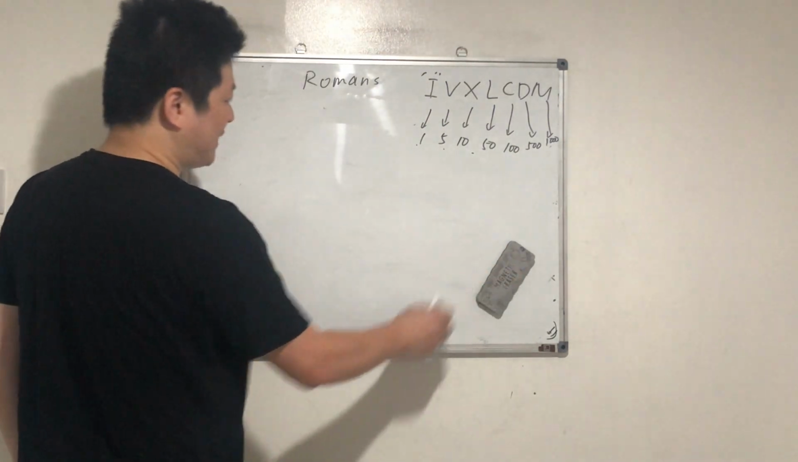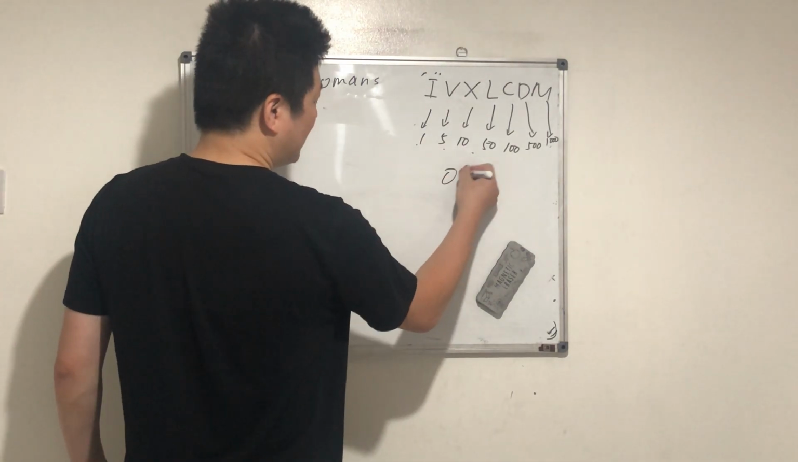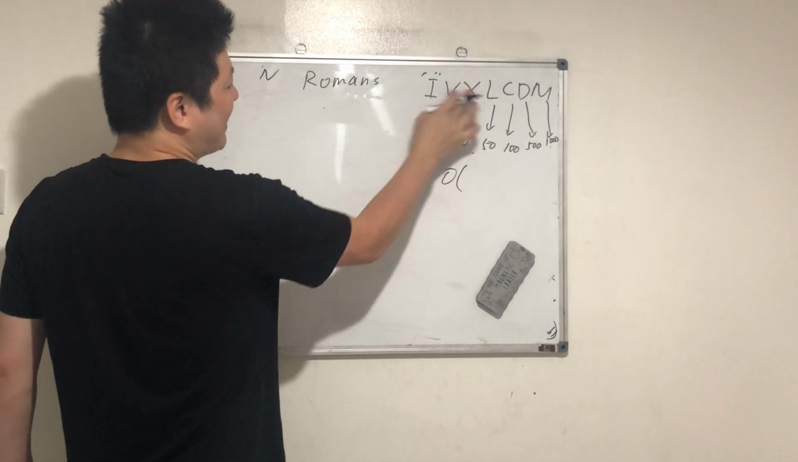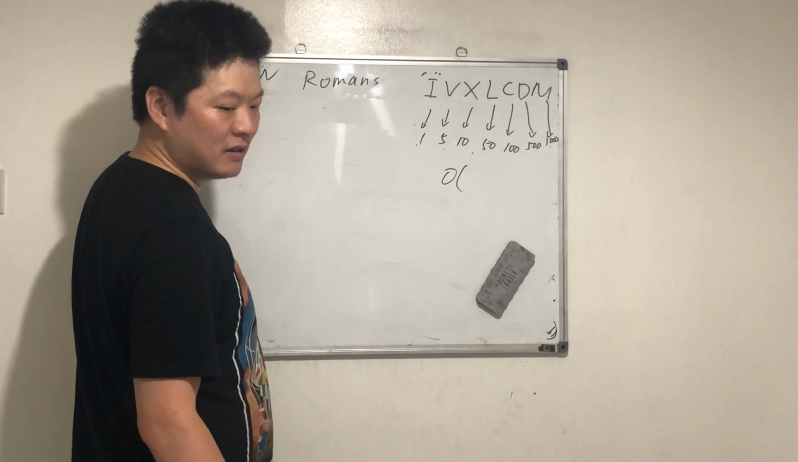Okay, what's the time complexity if there are n characters in the Roman string?